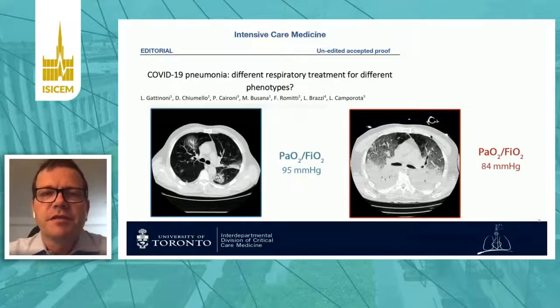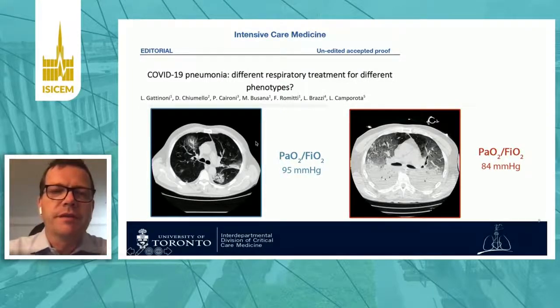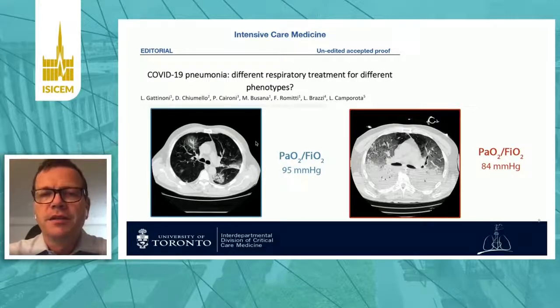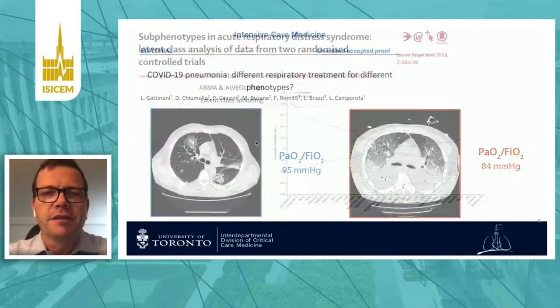And we're seeing different presentations of patients with COVID, described here from Luciano Gattinoni and colleagues, showing two patients with similar degrees of hypoxemia, but obviously very different looking CT scans, one with a classic ARDS type of CT scan and one with relatively less opacity. But just as we saw previously, those also have been described in regular ARDS.